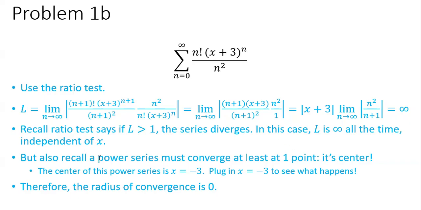And so that's what I said at this bullet point. Recall a power series must converge at least at one point, its center. And as I just said, the center of this power series is x equals -3. As I just demonstrated, if we plug in x is -3, we'll be getting 0. So we're summing up an infinite amount of zeros. For sure, it's going to converge. Therefore, what's the radius of convergence of this guy? The radius is actually 0 because it converges at its center and nowhere else. So it doesn't branch out at all from its center. So we say the radius of convergence is 0.